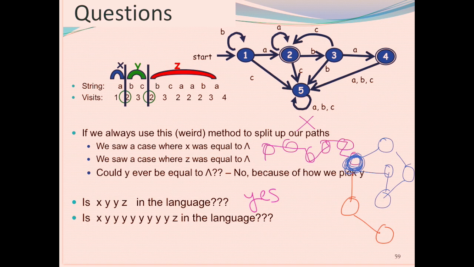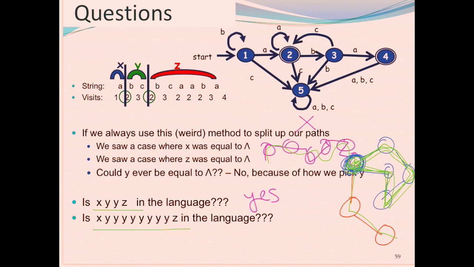So, you know, if I want to, I can just keep bouncing around, right? So I take my X path, I take my Y path once, and instead of going down on the Z path, I take my Y path again. And I take my Y path again, and I take my Y path again, and eventually I say, all right, I'll do the Z part now. Okay? So if XYZ is in my language, then yep, XYYZ is in my language, but so is XYYYYYYZ.